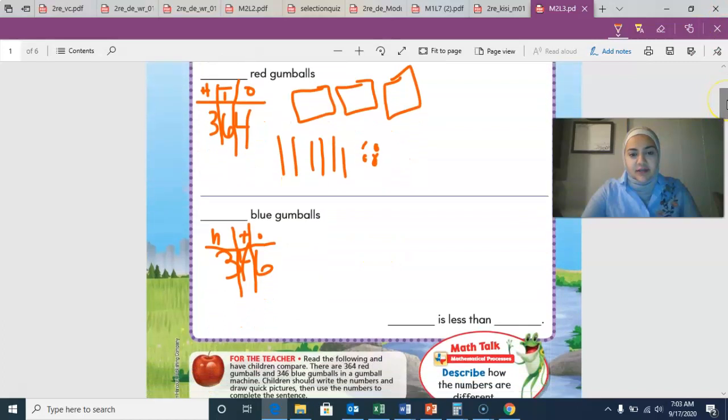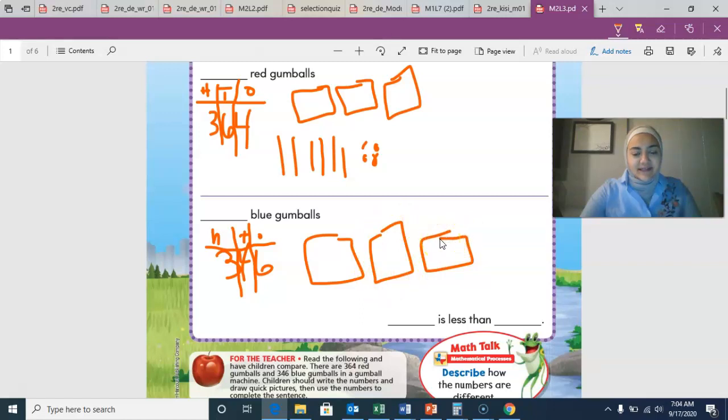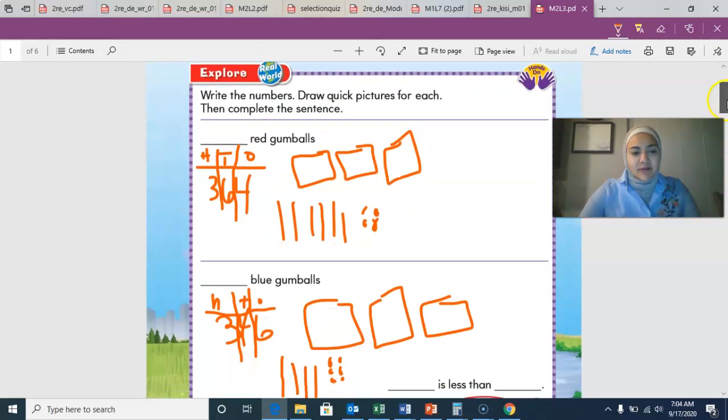Here we're going to draw 3 hundreds. We are going to draw 4 tens: 1, 2, 3, 4, and then we're going to draw 6 ones: 1, 2, 3, 4, 5, 6. All right. So there are 364. Sorry, I should have written that in there, right? But it doesn't matter. Alright, there are 364 red gumballs.